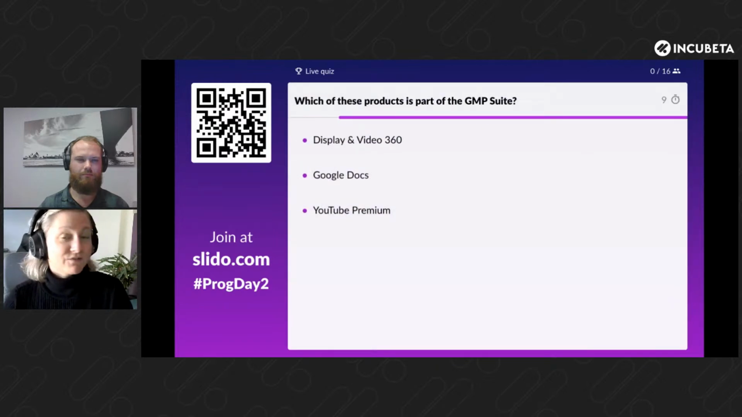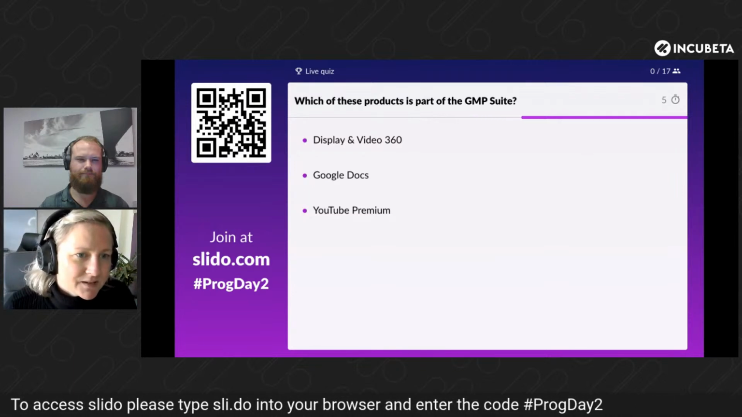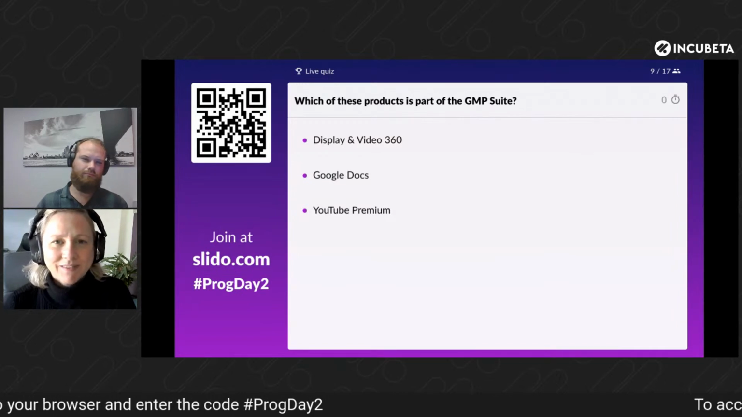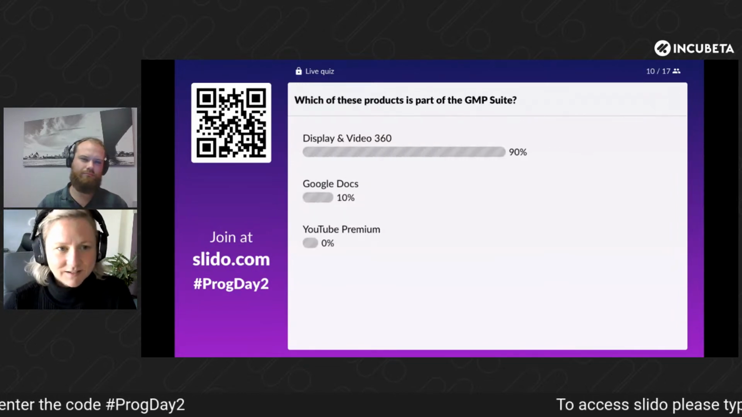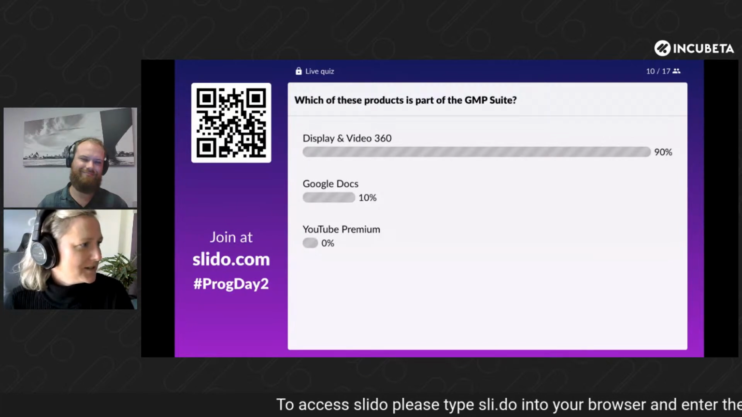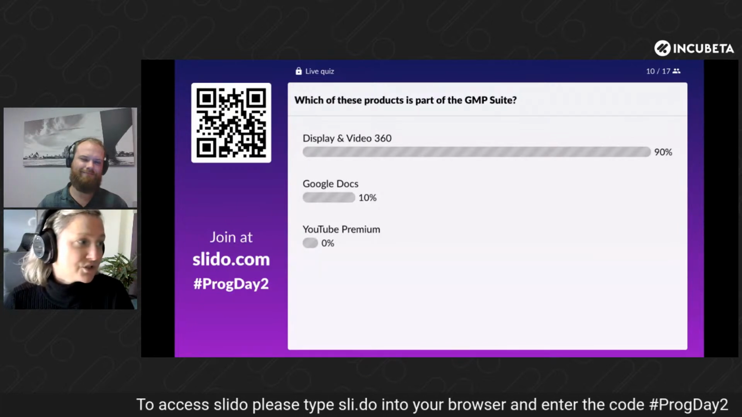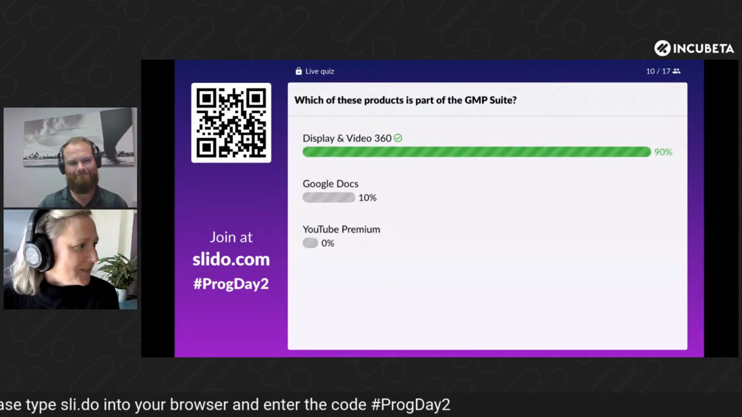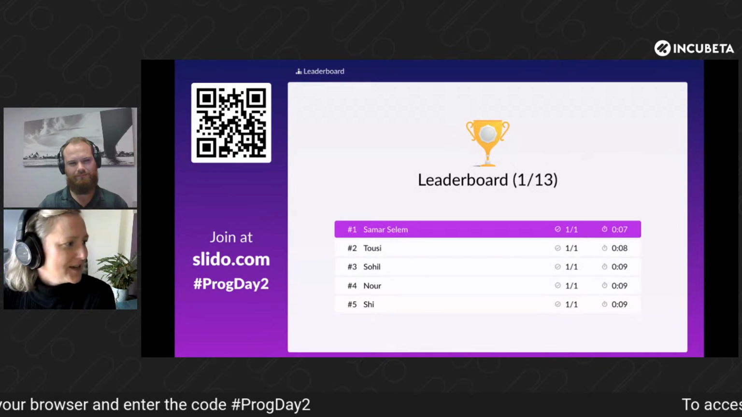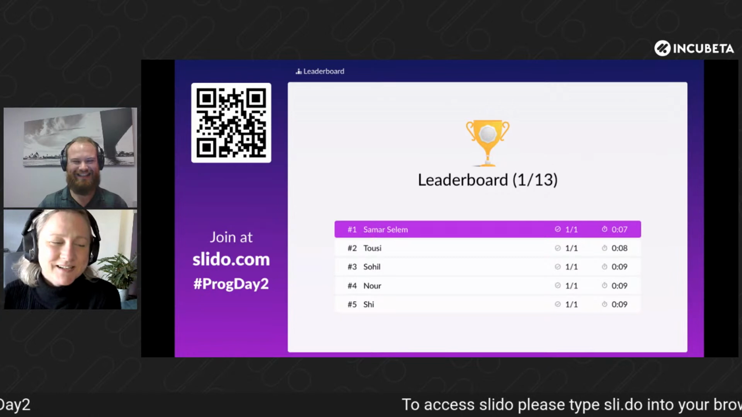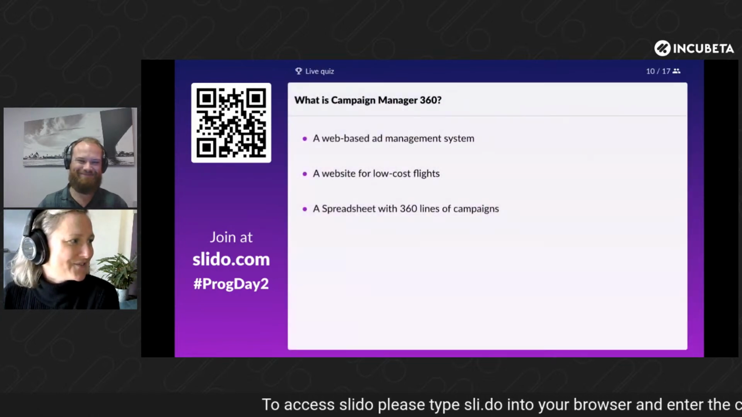First question, you've got 10 seconds, less time than yesterday. Which of these products is part of the GMP suite? DV360, Google Docs, or YouTube Premium? Ninety percent got it right. DV360 is correct. Google Docs and YouTube are part of Google, just not part of the GMP suite. And our yesterday's winner is on the top of the leaderboard. See how it goes for the rest.